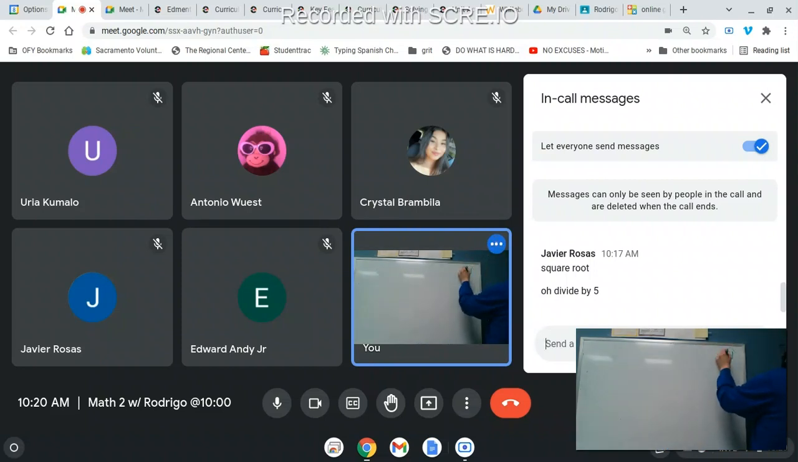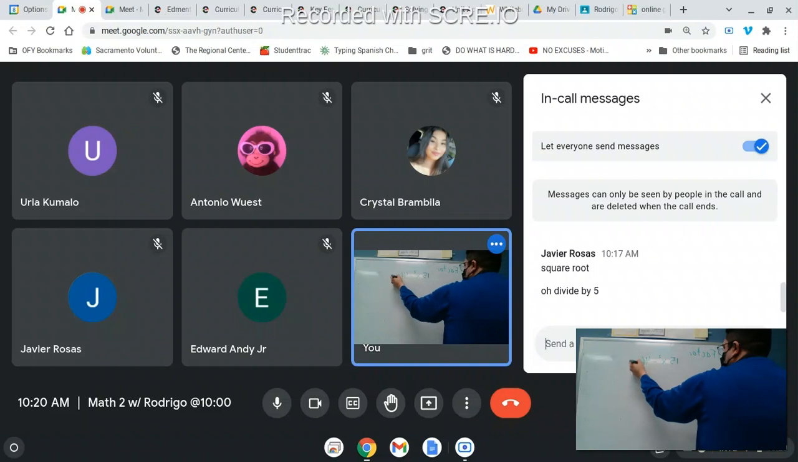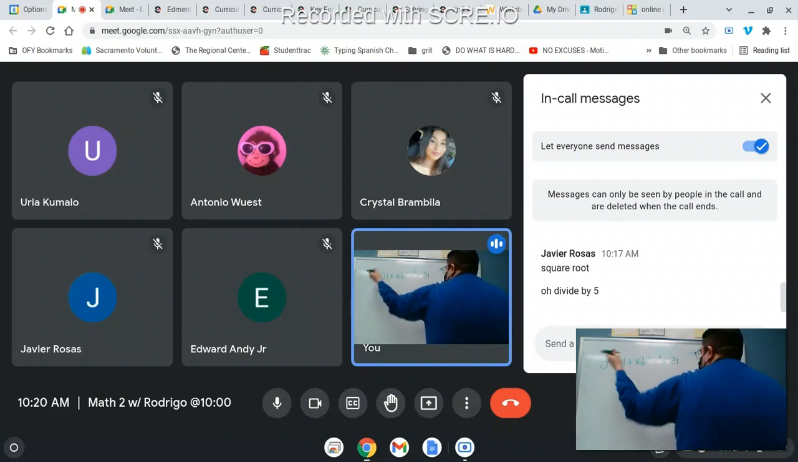So we need to factor, let me lower this a little bit. There's a reason why. X squared minus 46x plus 16 equals 0.